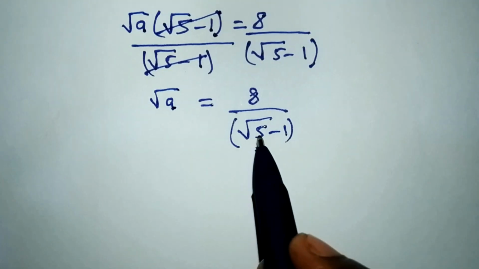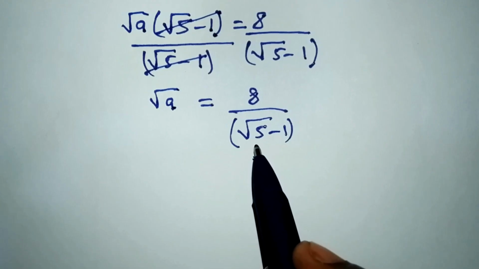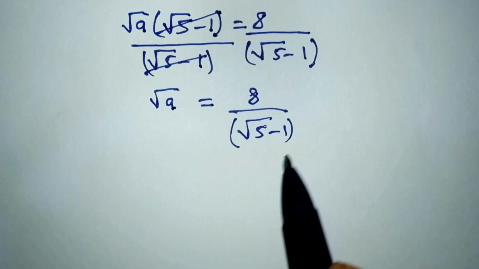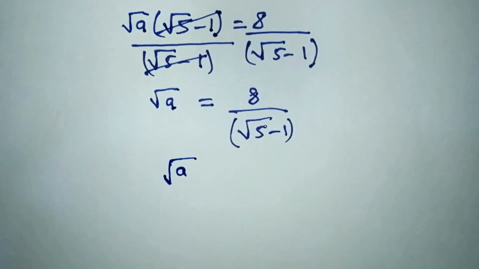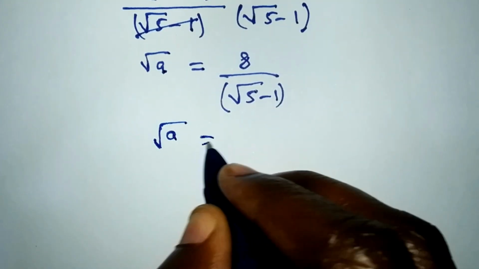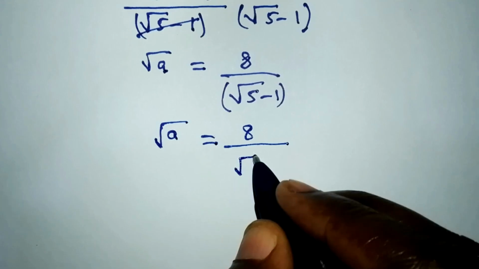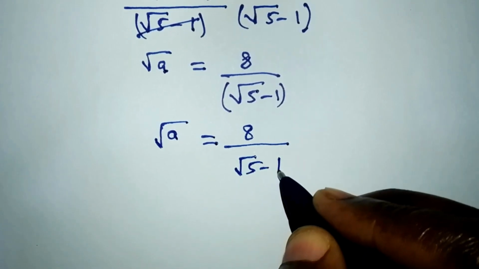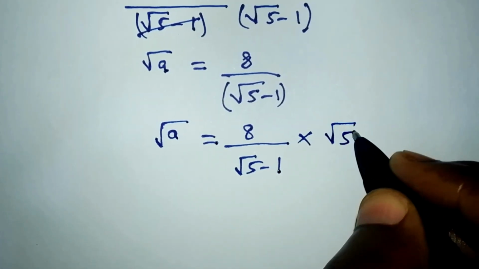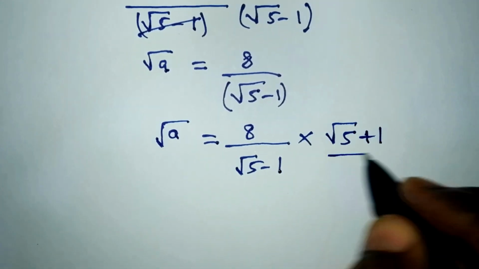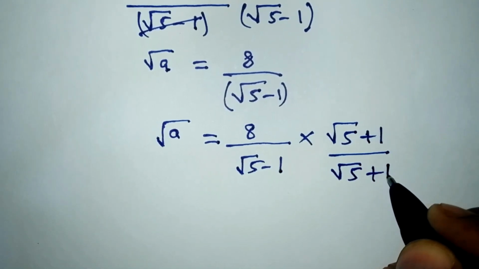Multiplying the right hand side here by conjugate of square root of 5 minus 1 will give us square root of a equals 8 over square root of 5 minus 1 times square root of 5 plus 1 all over square root of 5 plus 1.